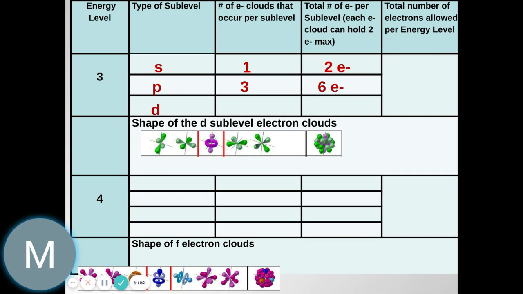Okay, so how many electron clouds do we have with D? 5. 5 separate 3-dimensional probability regions of where we're going to find those 2 electrons.